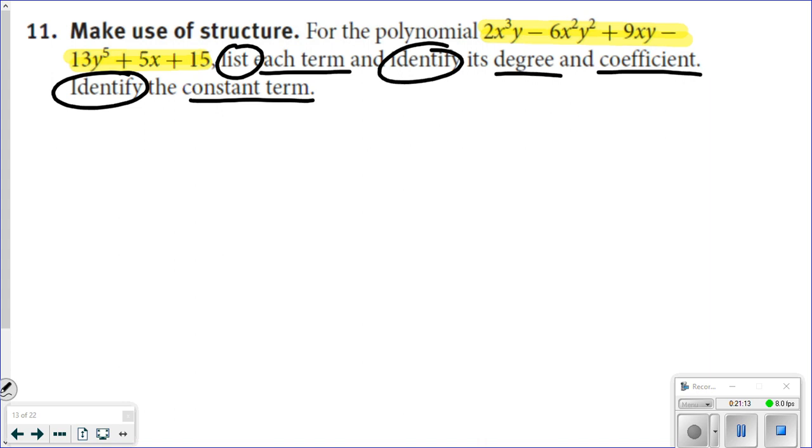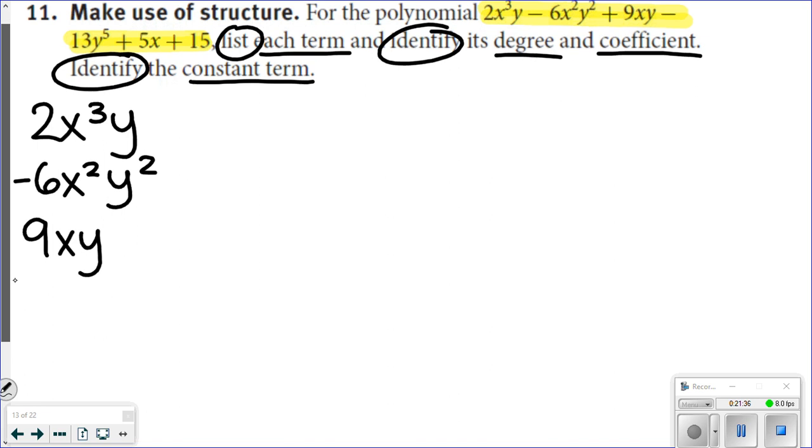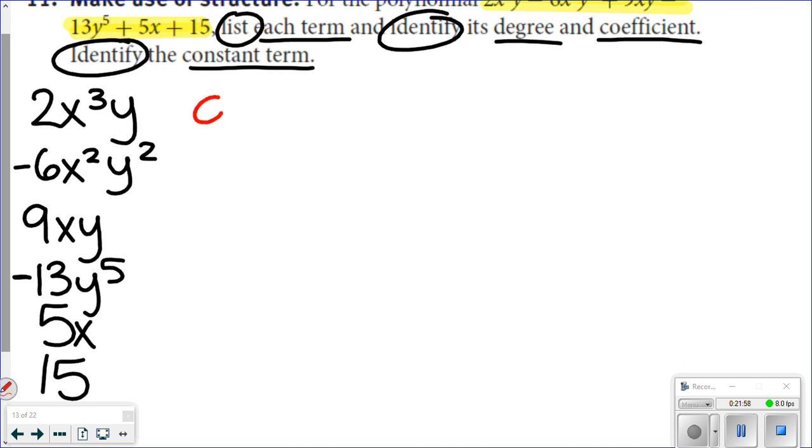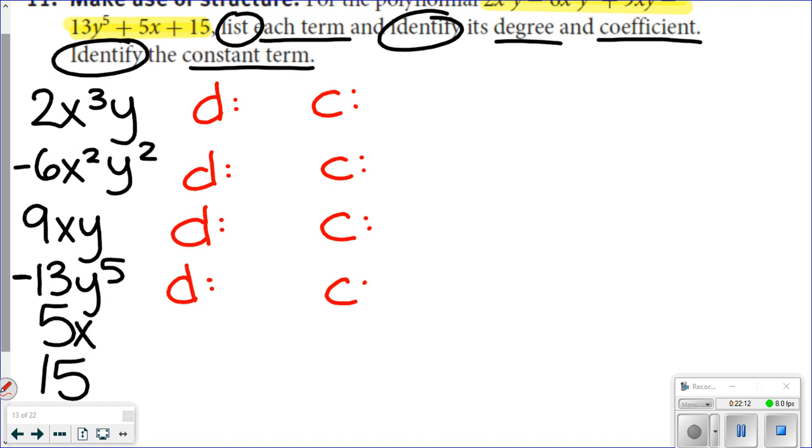So we have 2x cubed y, that's my first term, and pay attention to the signs. The next one is a negative. The next one is positive 9xy. Even though these are on 2 separate lines, don't forget there's a negative in front of this 13y to the 5th power. Positive 5x and a positive 15. What I want you to do is take the time to write the degree and the coefficient for each of these. And then don't forget to identify the constant term.